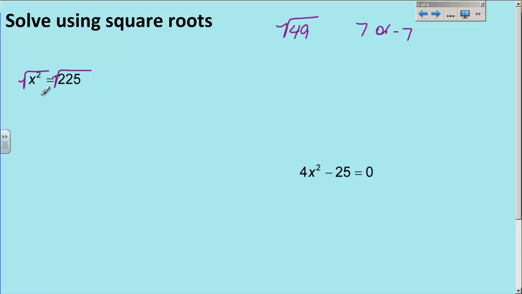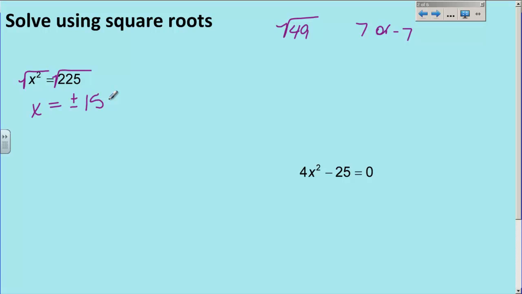Well, the square root of x squared is just x, because x times x gives me x squared. And the square root of 225 is going to be 15, but I'm not just going to write 15 because it could be 15 or it could be -15. So my answer is going to be plus or minus 15 because it can be either one of those. This is how I get my two solutions.